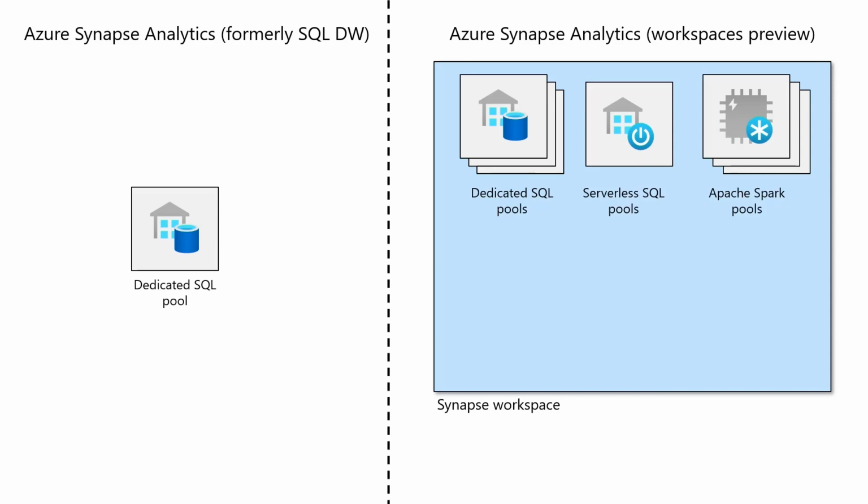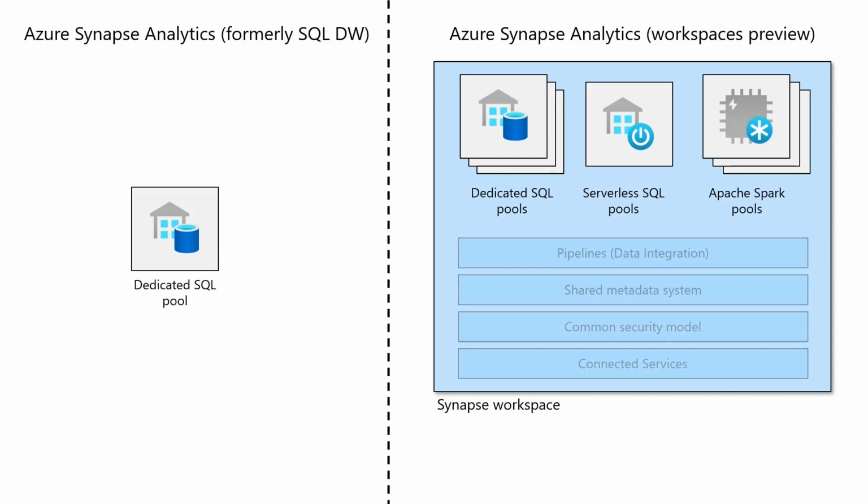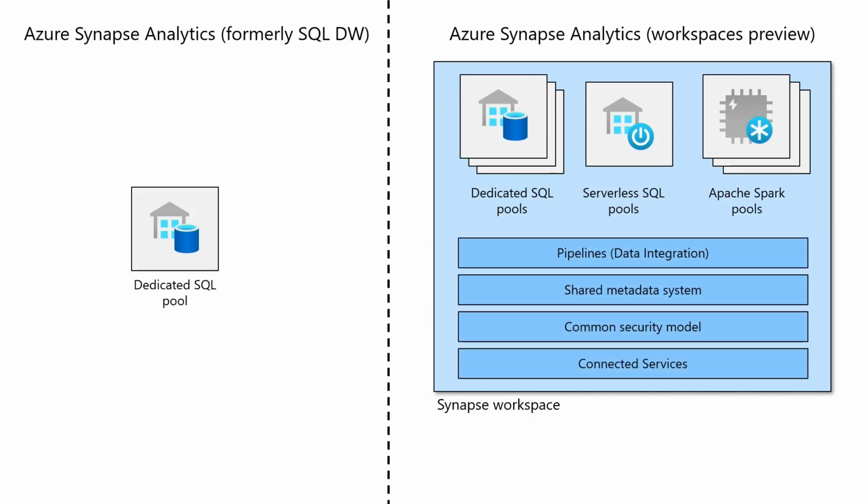Again, we're bringing data warehousing with big data together. And then there are a series of platform components that bring everything into an integrated whole. Pipelines provide data integration, orchestration, and data movement. A shared metadata system makes it easy to share tabular data between SQL and Spark. The entire workspace and all the pools and all the resources are governed by a common security model, making it really easy to manage the system. And then finally, we have a series of connected services that expand the reach of Synapse into other Azure services.